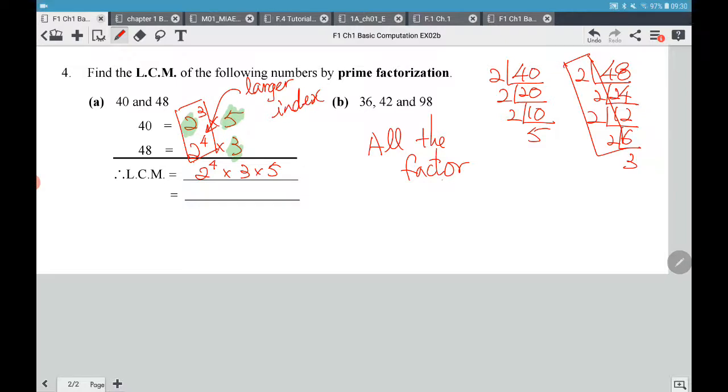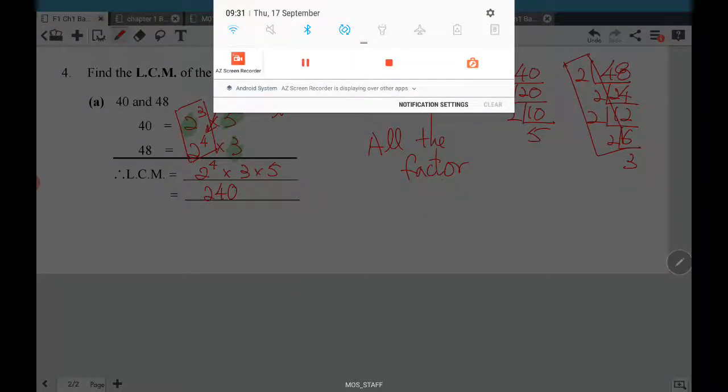And finally, we have to work out the calculation and find the number. 2 to the power 4 times 3 times 5 is equal to 240. So we can get the L.C.M. with the method of prime factorization. Okay, I hope you can finish the other questions by yourself. Bye.